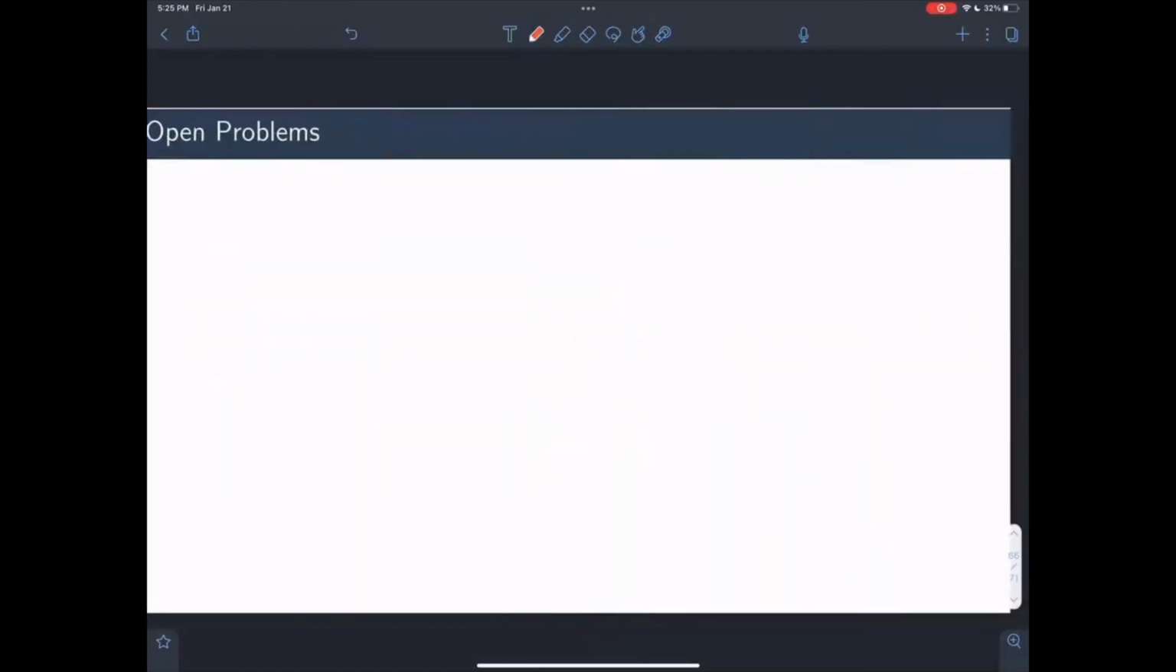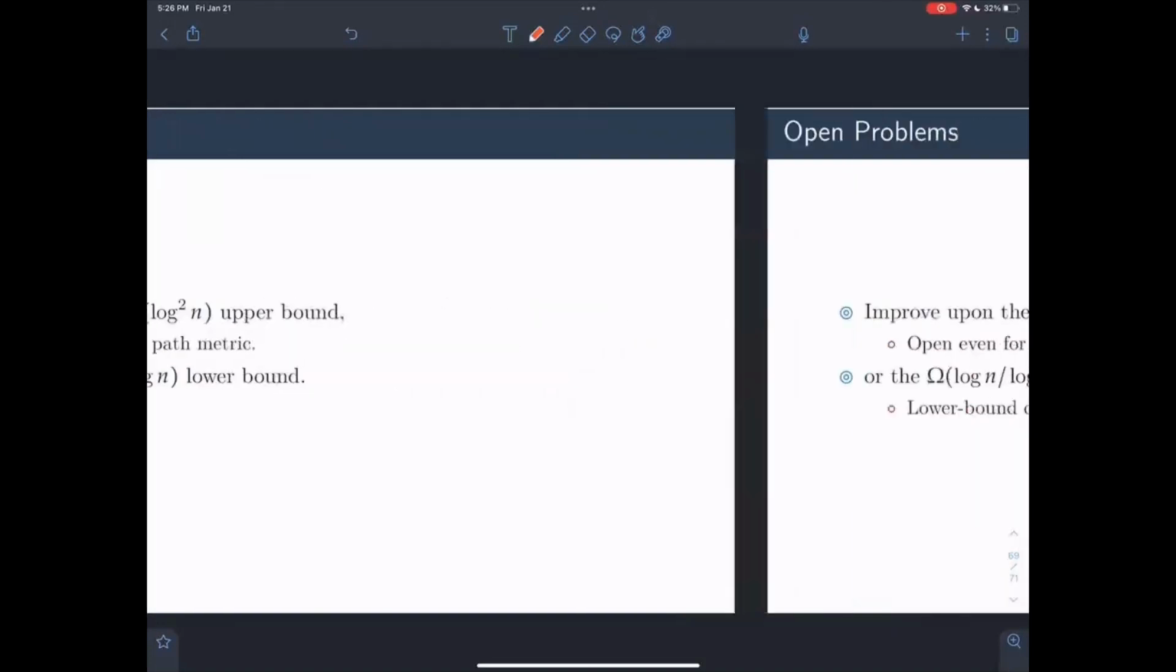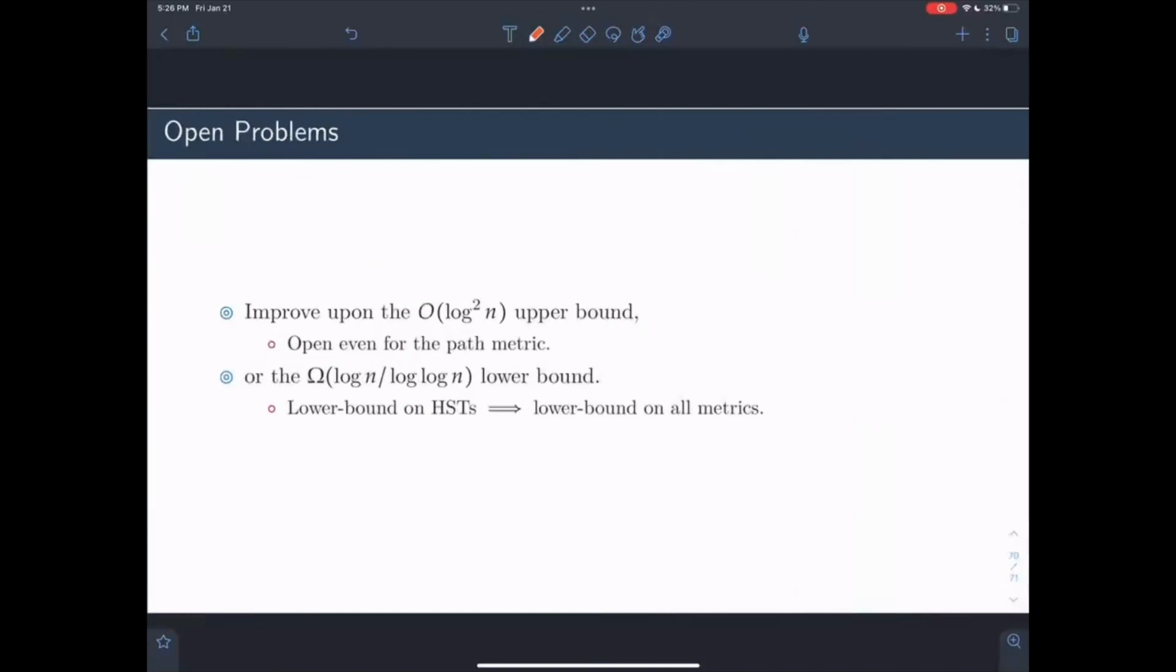And as for the open problems, of course, we do not improve upon this log n squared bound, although we have made some conceptual progress in this problem. And even for the path metric, we can't do better than log n squared. We don't know how to do that. And as for the lower bound, in general, it is still open to improve upon this log n or log log n. And it is well known that if you can prove a bound for HST metrics, it would imply a lower bound for all metrics.